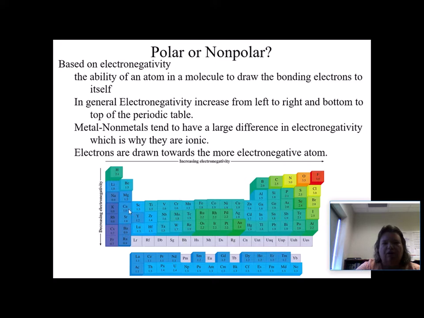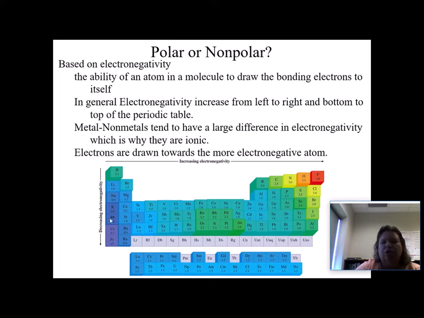So as I go across, let's choose this row here, 0.9, 1.2, 1.5, 1.8, 2.1, 2.5, and 3.0. So as I go across the row from left to right, it increases. And it also increases from the bottom of this periodic table to the top of the periodic table. So this is showing decreasing as I go down the column.